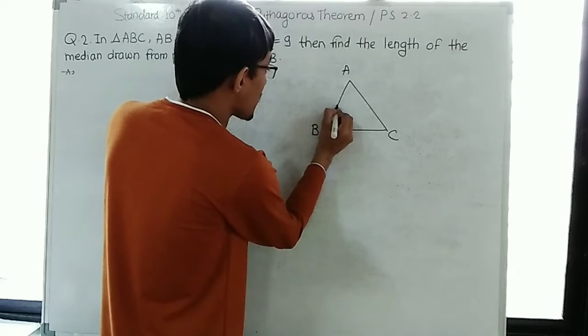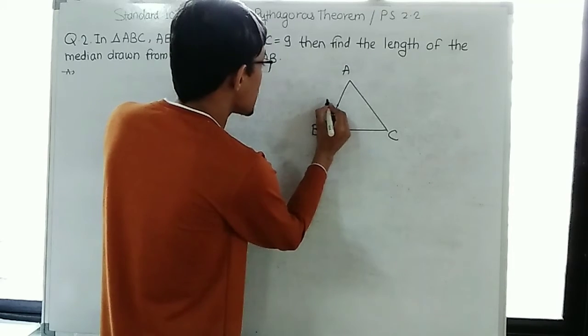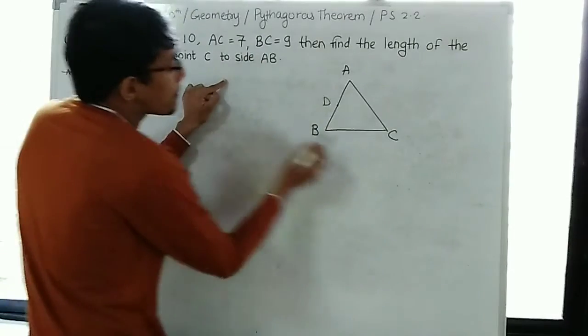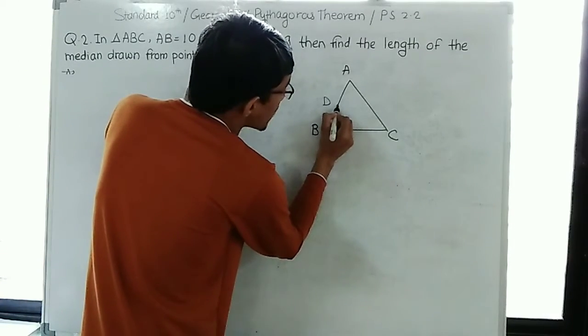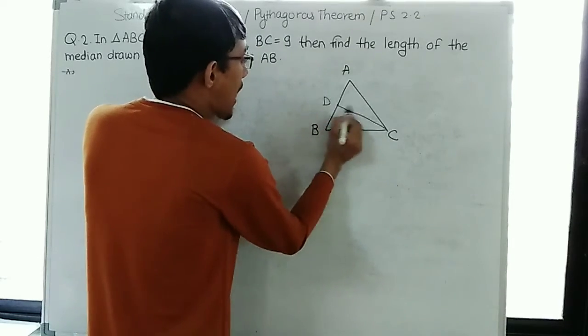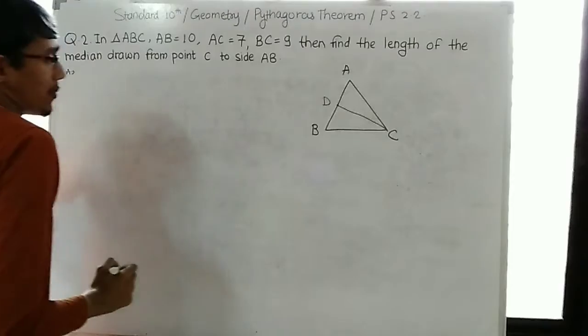Okay, so we will take the midpoint of side AB. I will consider it as D, and I will join the point D and the vertex C. So this is DC, and it is the median of triangle ABC.